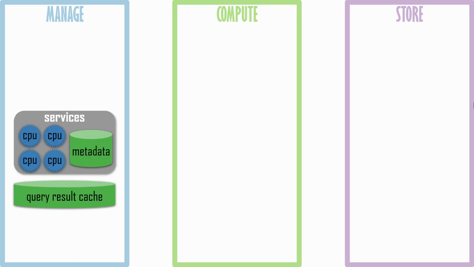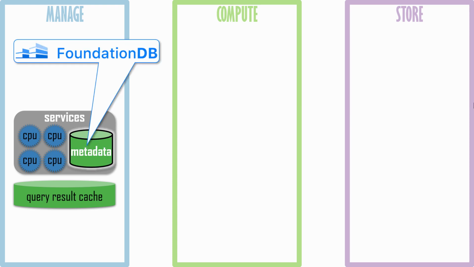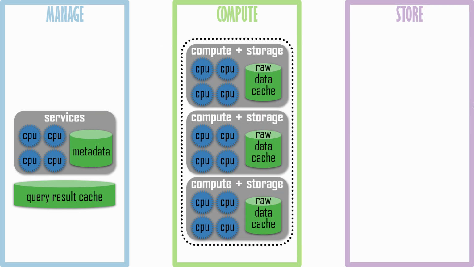This is a layer of services written in Java, which perform all operations except for the actual processing of SQL queries. Services access metadata in a FoundationDB database, which is an open source key value store that enables high speed reads and writes. Snowflake maintains a pool of ready-to-run clusters to reduce spin-up time. When your SQL query needs to be processed and your chosen cluster is not currently active, the infrastructure service activates a cluster of virtual machines.